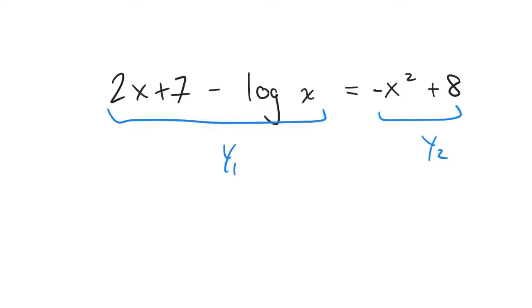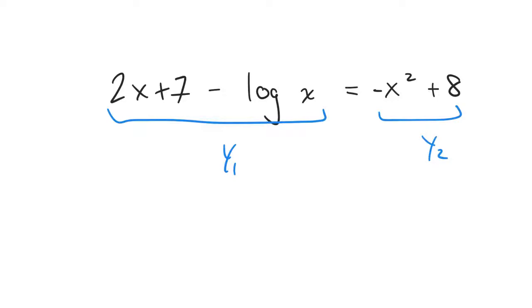Up to y1, clear it. In y1 again, we've got 2x plus 2x plus 7 minus log x. Helen asks: why can't you just move it over to one side and do 7 plus 2?